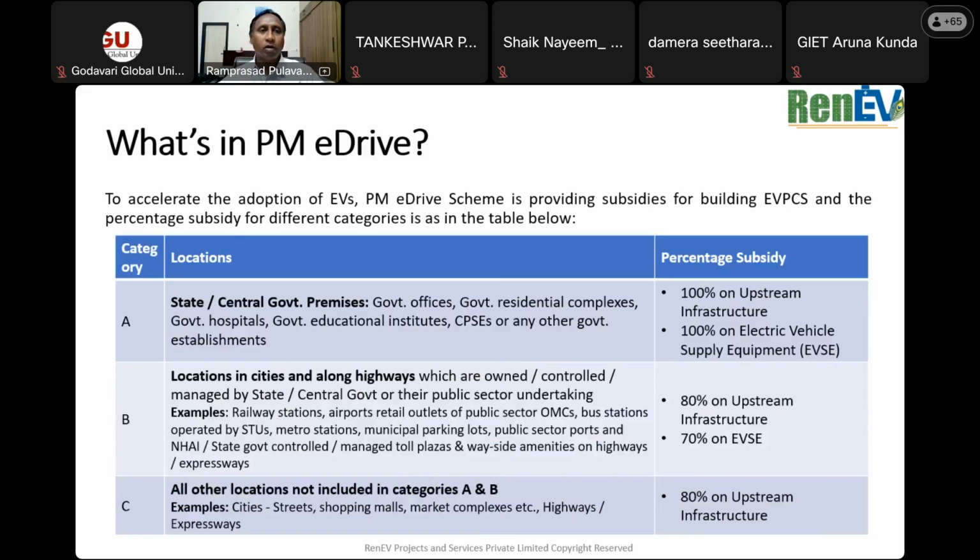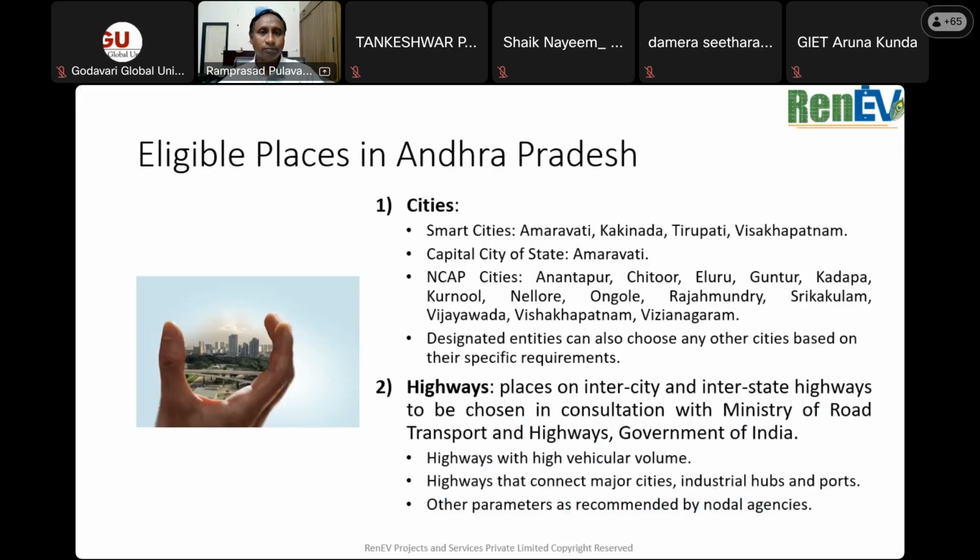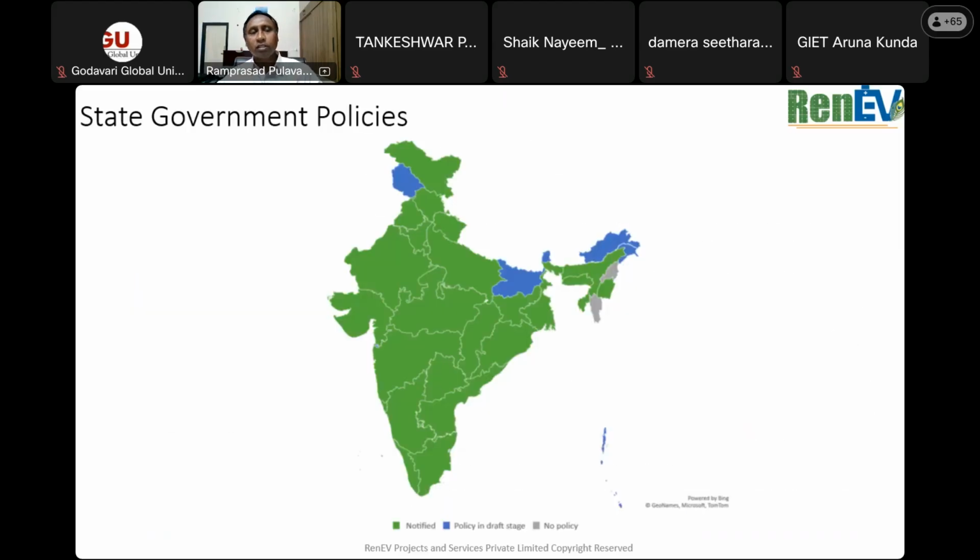Let us see what the policies on the state government side are. This is the map of India, wherein it shows the different states. Is this map clear to everybody? Yes, sir. Green says that there is a notified policy, blue says that the policy is in the draft stage, and gray shows that there is no policy in that particular state.